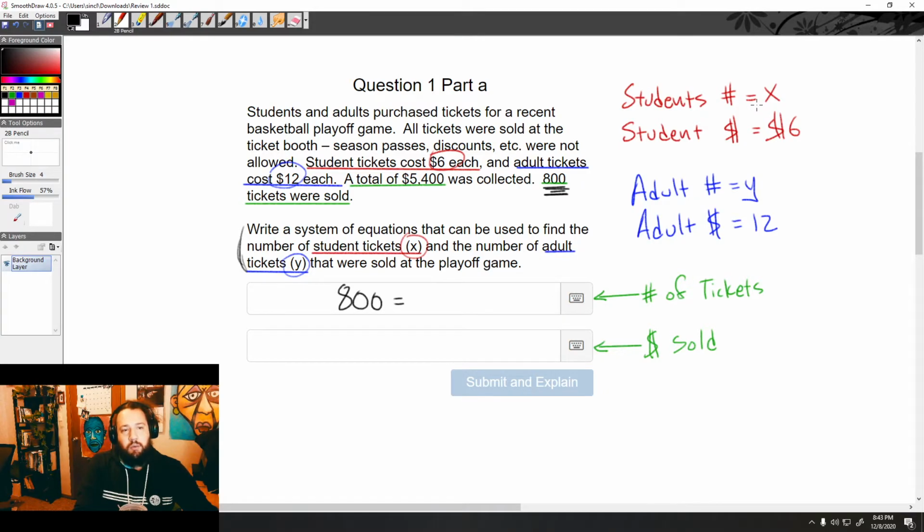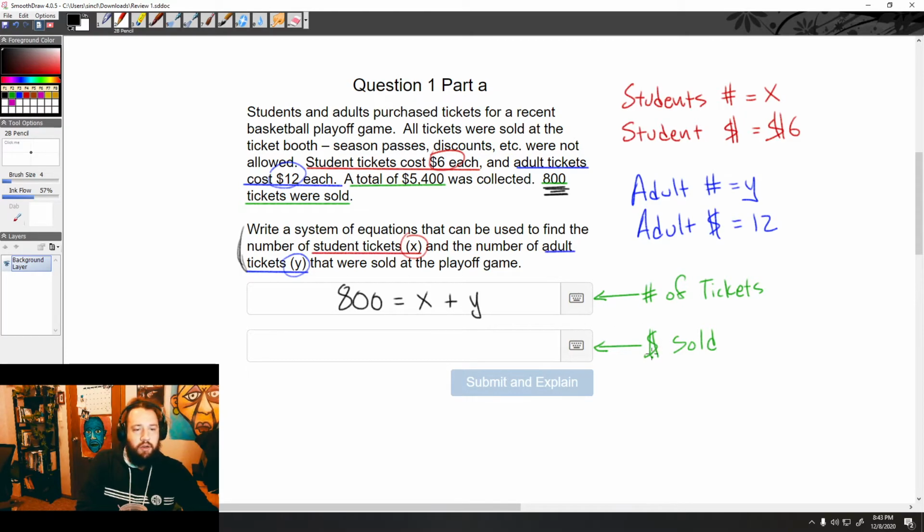So I'm going to have 800 equals, and then I'm going to use my student value. So I'm going to have my X and then my adult value Y. So this is basically just saying the number of students plus the number of adults equals 800 tickets sold.